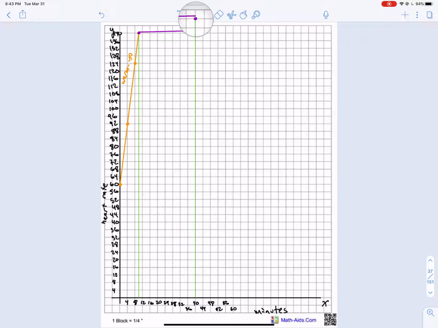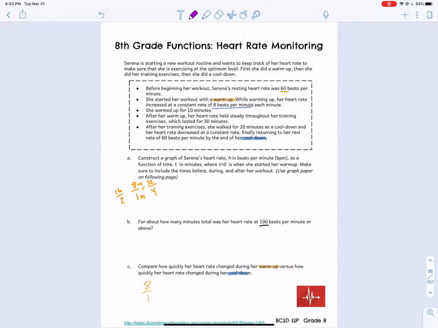So stays at, it doesn't look very steady. Let's erase that and try again. Okay, so exactly, well, that's pretty close. Okay, so we have unchanging heart rate of 140. So this is during her exercises. Okay, heart rate's at 140. So let's go back to that part C.